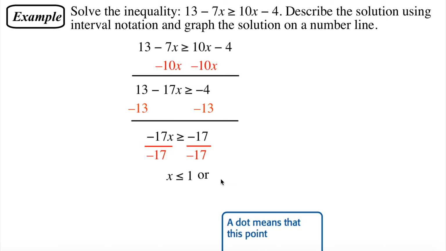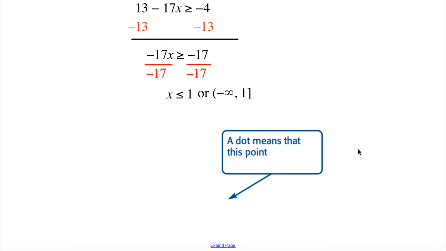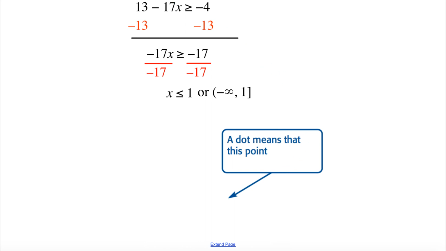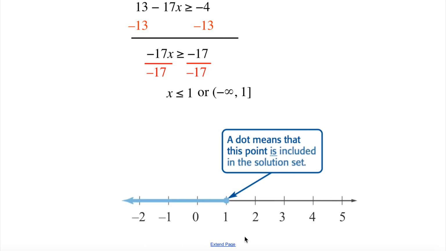And in interval notation, anything that's less than or equal to 1 is a solution. So we're going to have a bracket around 1 and everything to the left. So from negative infinity, remember all the infinities have a parenthesis, up to and including 1. Well, what does that look like on a number line? Well, a dot means that the point is included in the solution set. It's a closed dot and anything to the left.